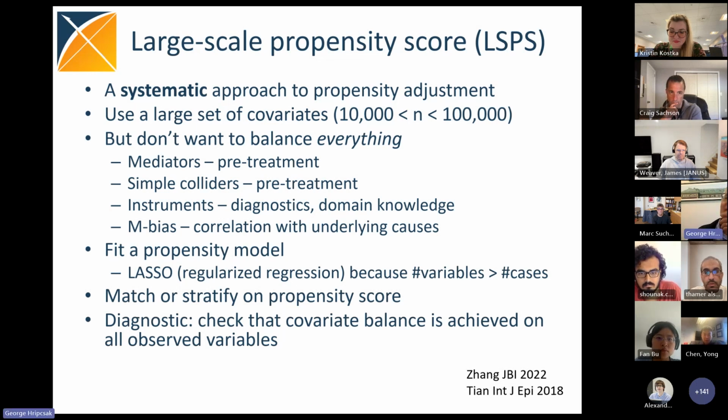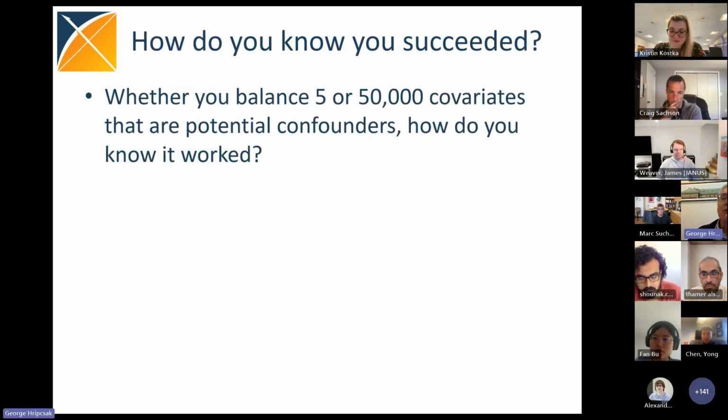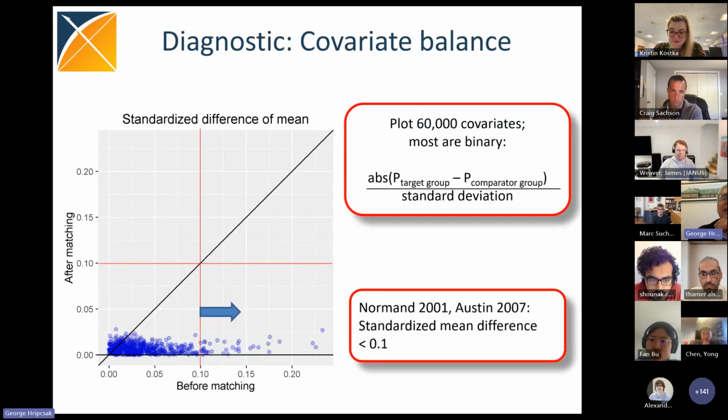The question we have when we do such a thing is whether you balance on 5 covariates that are confounders or 50,000, how do you know it worked? And in OHDSI, we traditionally, and most researchers will use covariate balance. That is, you have 2 groups you're comparing, and we take every variable that you're balancing and see whether they are equal in the 2 groups. And we use standardized mean difference to judge that.